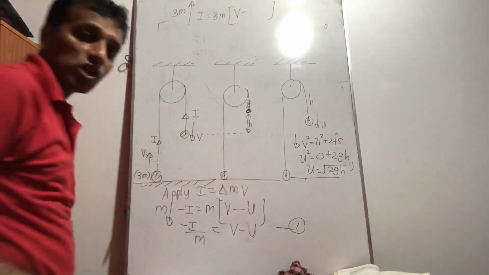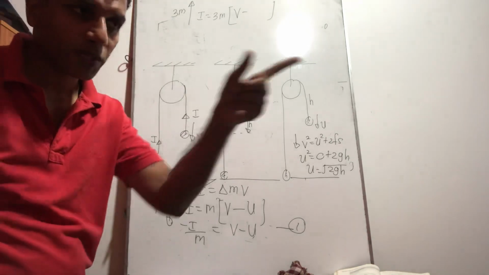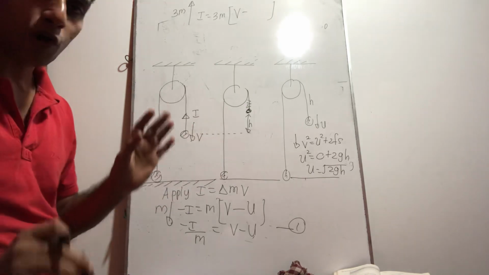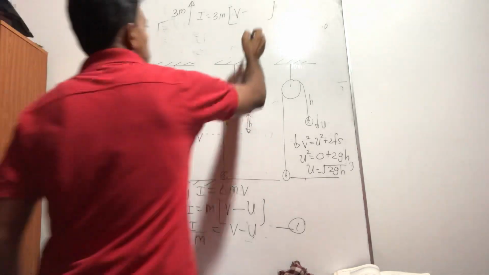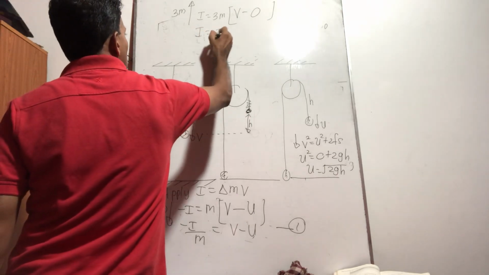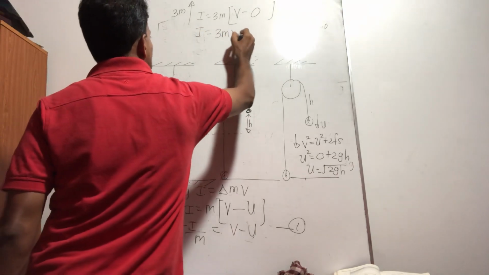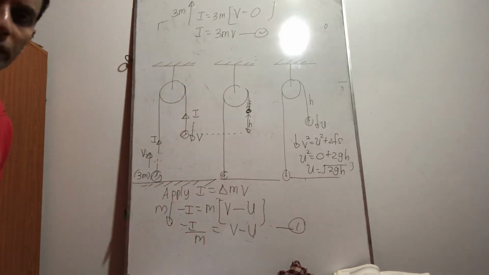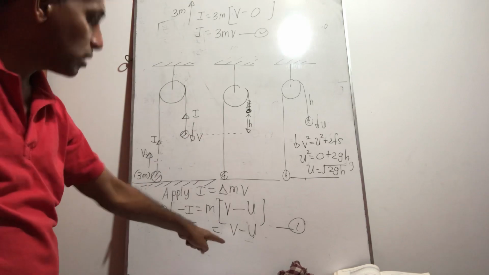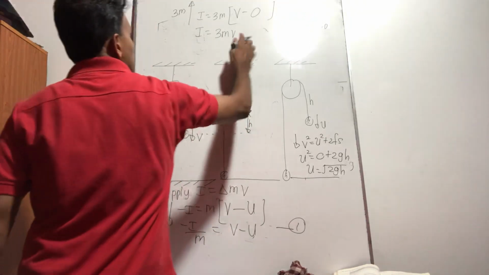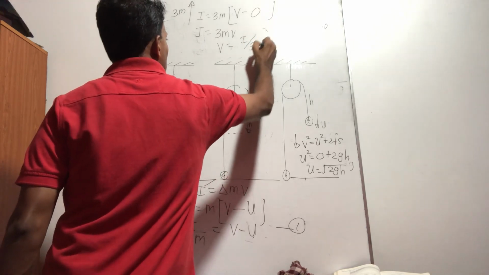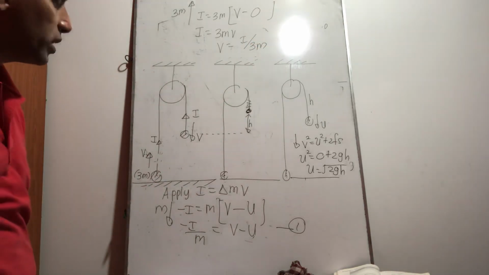Minus what is initial? That is in your diagram, the original problem, the initial state. It is at rest, so 0. Therefore I equal 3mV. This is my second equation. I equal 3mV. Now put this V answer here. What is V equal? V equal I over 3m, right?